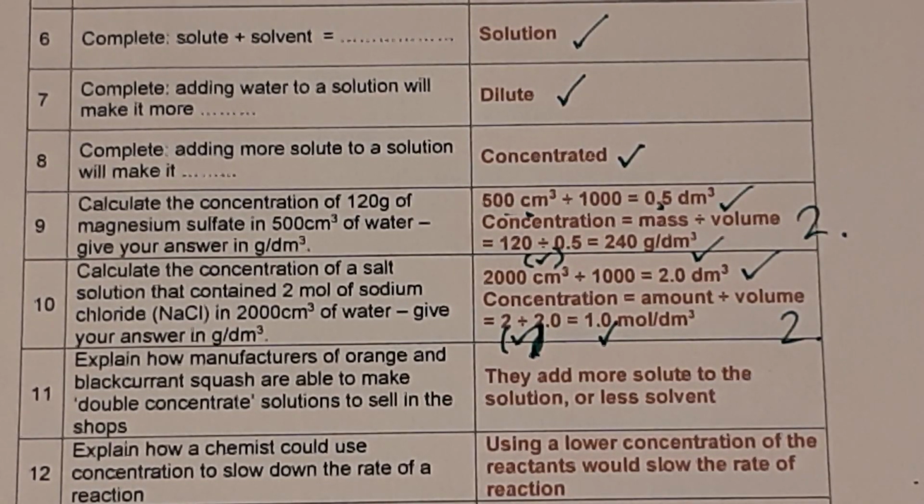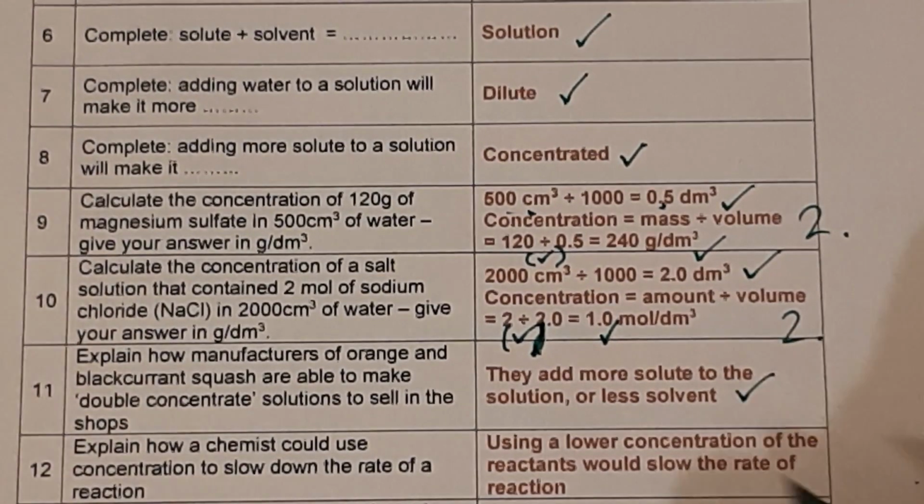Question 11. Explain how manufacturers of orange and blackcurrant squash are able to make double concentrate solutions to sell in the shops. Well, they simply add more solute to the solution or less solvent. Either of these is an acceptable answer. So less solvent, that'll be less water, or more solute, which is the concentrated squash, to the solution.